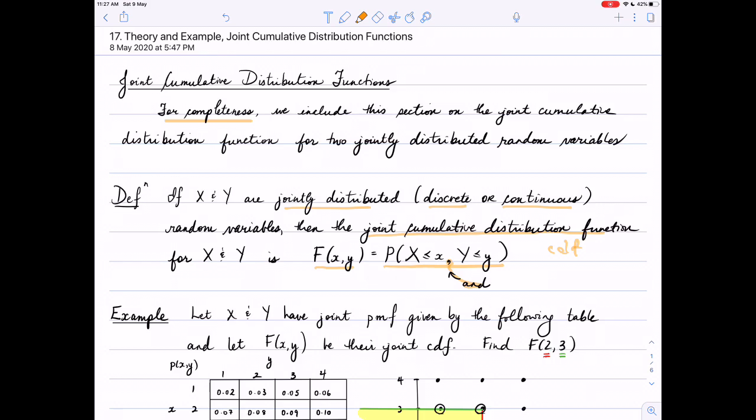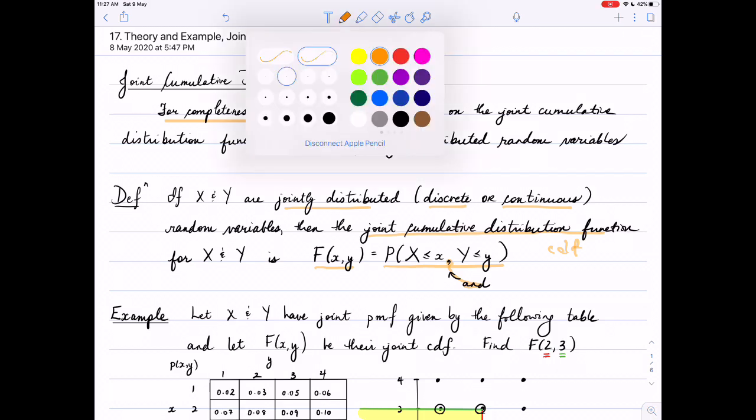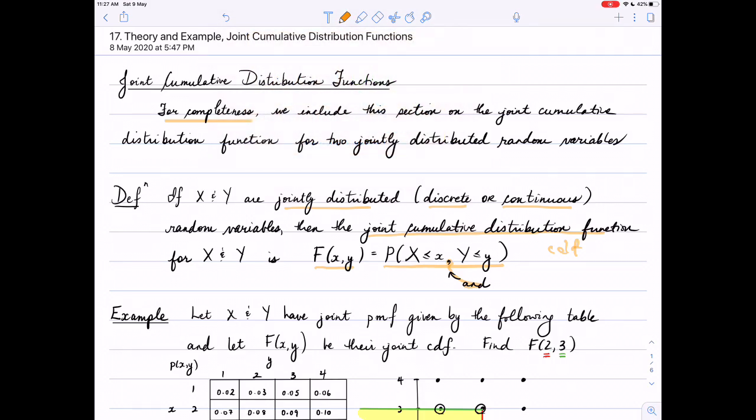And so that is very similar to our single variable CDF, right, where the single variable CDF of a random variable X was defined as the probability that X is less than or equal to little x. So we've just introduced a second variable here, Y, but the definition is analogous. So let's look at a quick example here.